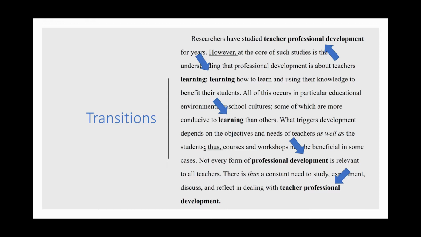We can see how the writer repeated the phrases teacher professional development and learning throughout the paragraph. Repeating these phrases is important because it reminds the reader the focus of these ideas and that they are all connected. Next, let's look at the implicit phrases.